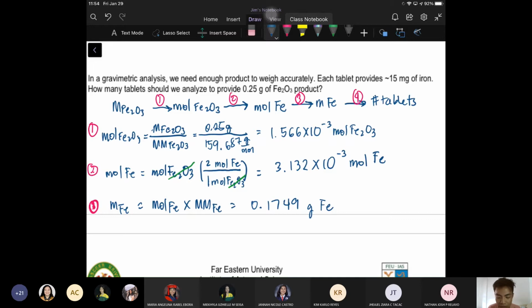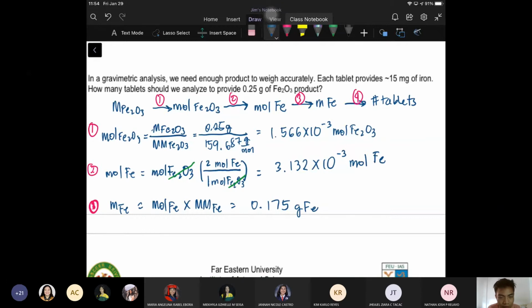So I have 0.1749 or 0.175. Gawin na natin 3 decimal place para consistent. 3 decimal places yung mga previous answers natin. Okay, so that's it. So that means, if we want to get 0.25 grams of iron 3 oxide product, that means we have to have 0.175 grams of iron. Okay? So, yun yung relationship nila stoichiometrically.